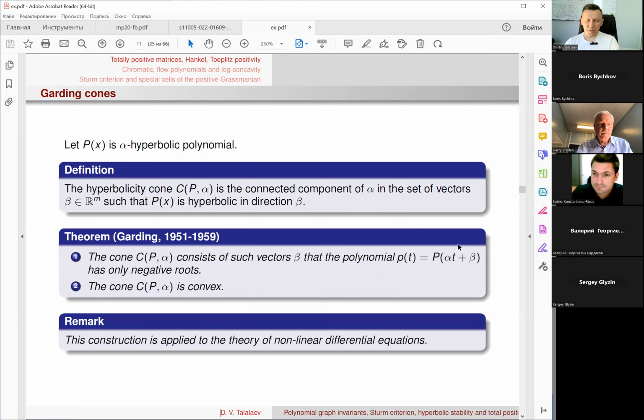Sorry, and what is the convex cone in the case of symmetric matrices? You gave an example of that. I suppose that it is the positive definite symmetric matrices. Okay, thanks. Evidently.